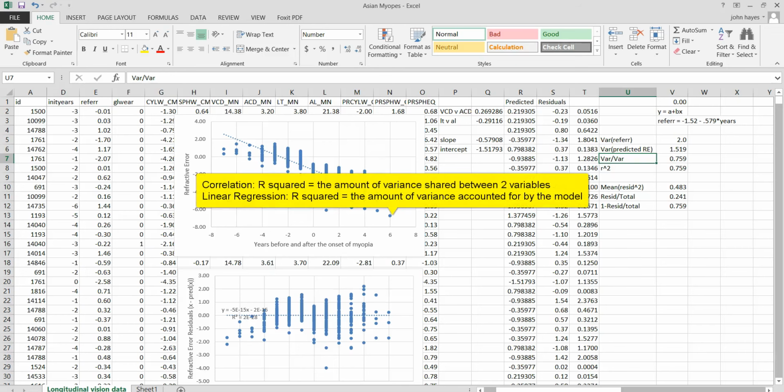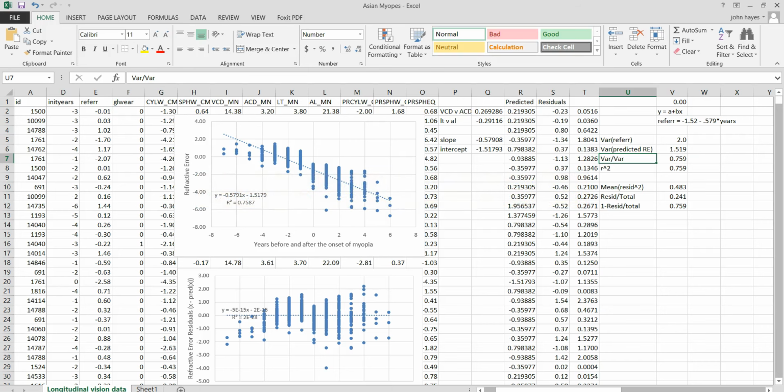In this video, I would like to talk about R squared. In the context of correlation, R squared refers to the proportion of variance that's shared between two variables. In the context of linear regression, R squared refers to the proportion of variance accounted for by the model. Now, what do we mean by variance accounted for in the model?